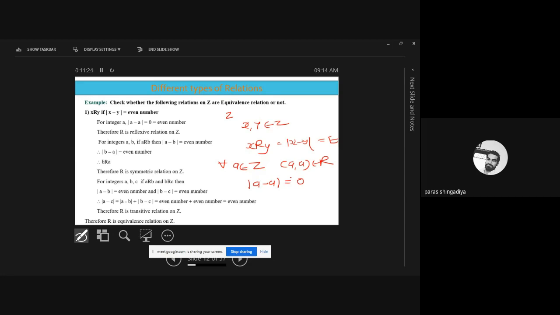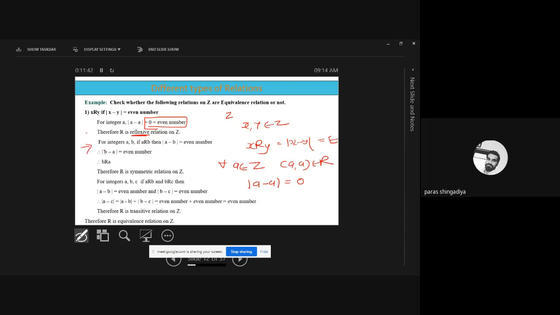And 0 is an even number. So for every a belongs to Z, it satisfies the reflexive relation, because this 0 is an even number. If it is not an even number for any of the data, then it is not reflexive. So it is reflexive.